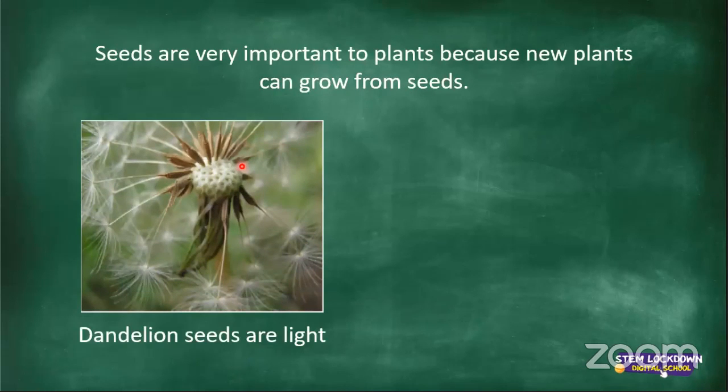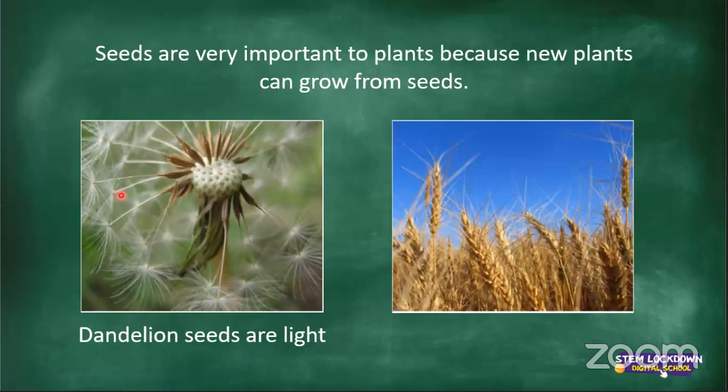And here is a photo for you of the dandelion. Now you'll see that its seeds, you know these, are very, very light. So when the wind blows, it's very easy for them to just fall into the ground, okay? This one, the seeds on ears of wheat.